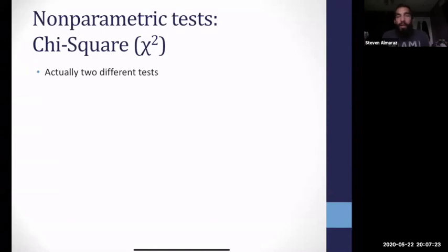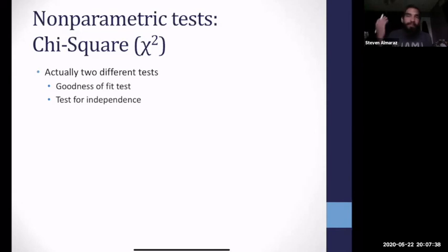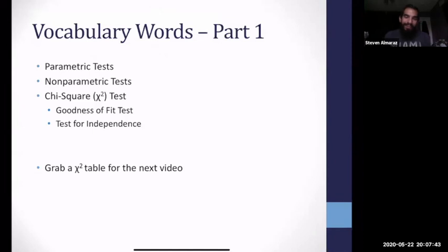So we're going to be talking about two different chi-squared tests. The first test is called a goodness of fit test, and the second test is a test for independence. So I'm going to deal with this light situation and then we'll come back.